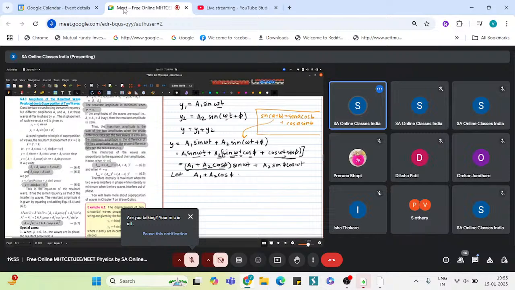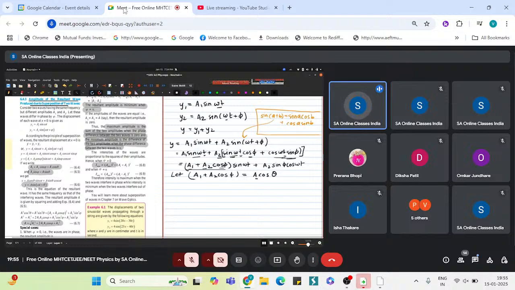So A1 plus A2 cos phi, we are going to assume that this value is equal to A cos theta, and A is essentially going to be the resultant amplitude of the superposition of these two waves. This is also going to be a constant, so this theta is also a constant. One constant equal to some other constant is just renaming the variables, and that is perfectly fine. Similarly, we take this A2 sin phi, which is also a constant term, and say that this is A sin theta.